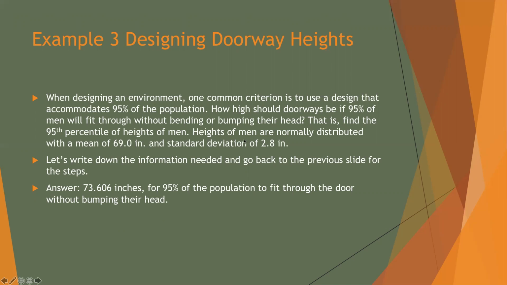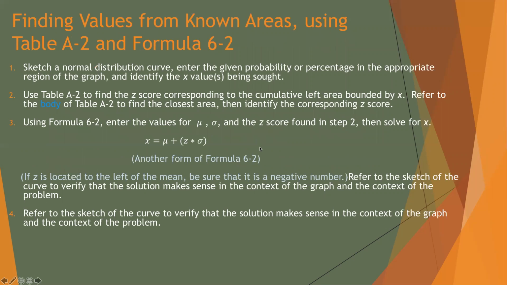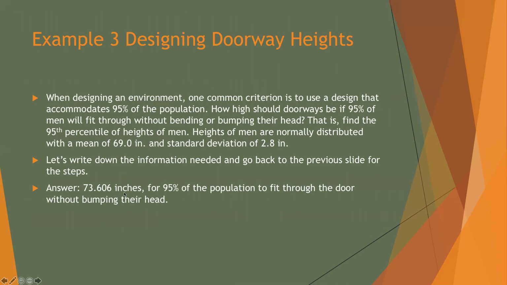Okay, that's our mean, that's our standard deviation. If we go this way, we know mu, we know sigma, we need to figure out what z is, which I think if you go and look, you'll find that should be 1.645, and then you do the computations here, and you'll get 73.606 inches.